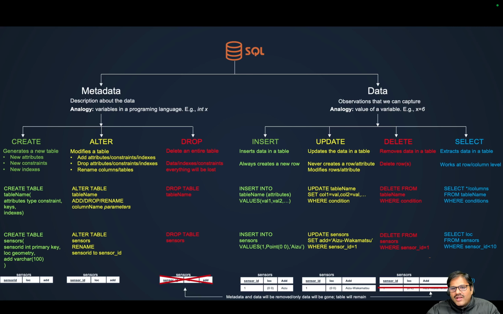So if I execute this query, what I am asking from the database is: give me the locations of all the sensors whose ID is less than 10. In my data set, there is only one sensor that has ID less than 10. So its location 0, comma 0 will be returned back to the user. So these are the basic SQL queries we have.